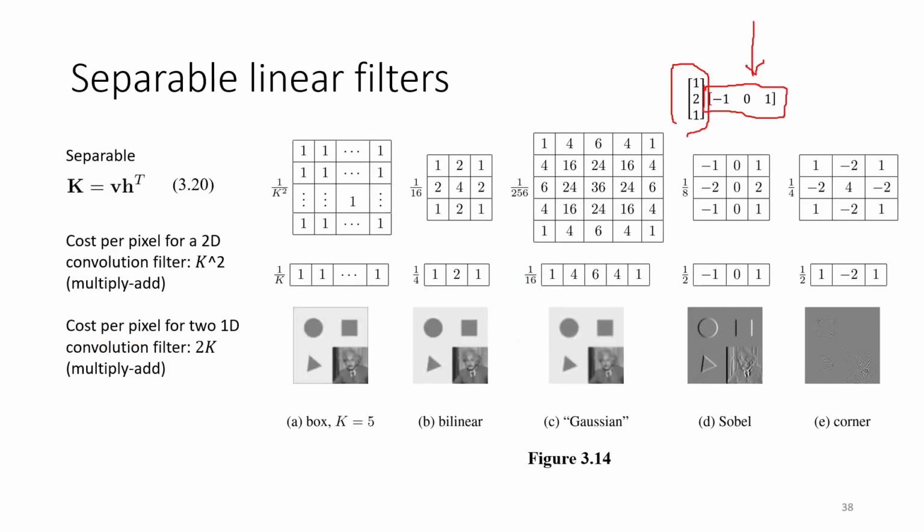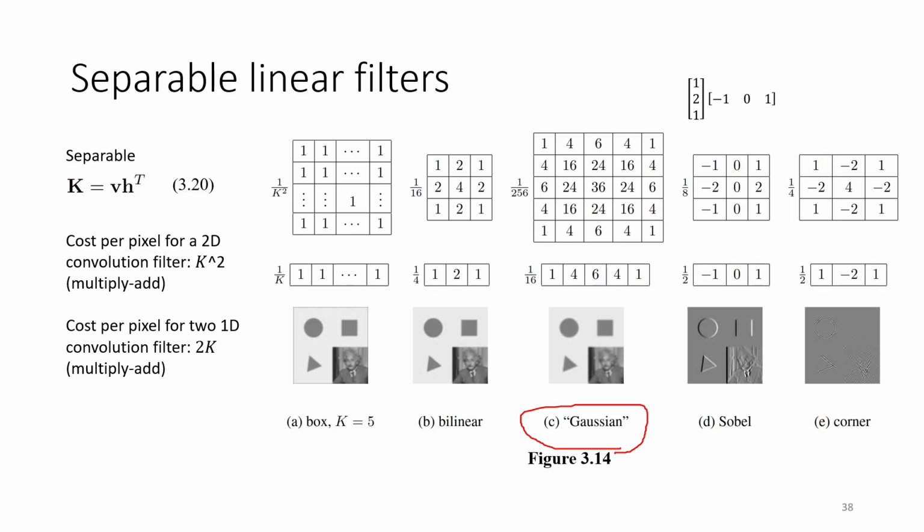And here is some examples of separable linear filters. A box filter, as we said, can be separated into a vertical and a horizontal one-dimensional filter, and for boxes, all of the entries are one. For bilinear, it is the same. And the Gaussian, we will show Gaussians later. And here is the Sobel filter, and this is a corner filter.